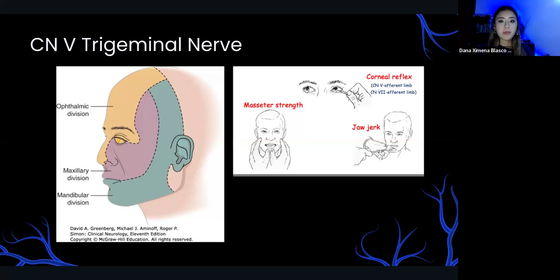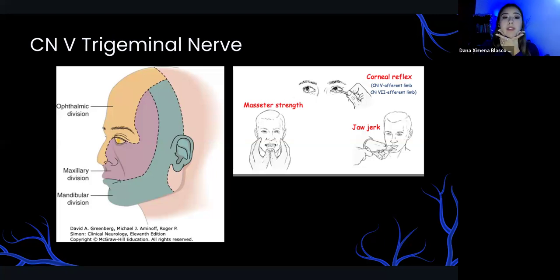Okay. So for the motor part, we're going to test the masseter strength. We're going to put our hands here on the mandible of the patient, and we're going to ask him to open his mouth, and we're going to apply some force opposite to the movement of the jaw. Can you open your mouth? And he's going to try to open his mouth and put some resistance against our hands.